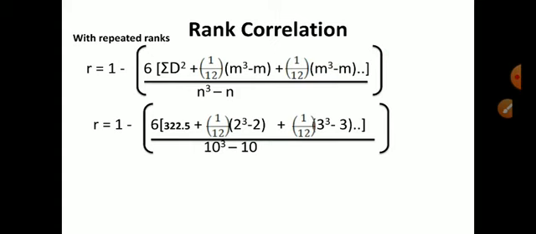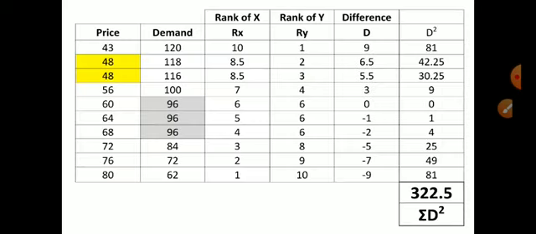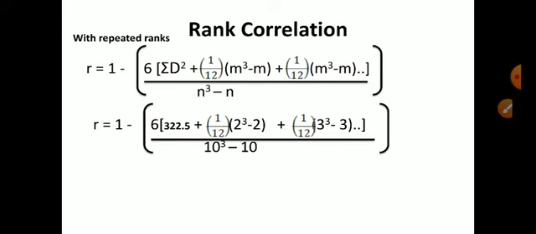See, the formula is 1 minus 6 summation D square plus 1 by 12 into m cube minus m plus 1 by 12 into m cube minus m, divided by n cube minus n. That is summation D square. In the last part, what we got was 322.5. We are going to substitute that here as the summation D square value, and we know that the first m value was 2, so 2 cube minus 2, and the second was 3 cube minus 3. We had already calculated the 1 by 12 m cube minus m value. When m is 2, we got 0.5, and when m was 3, we got 2.